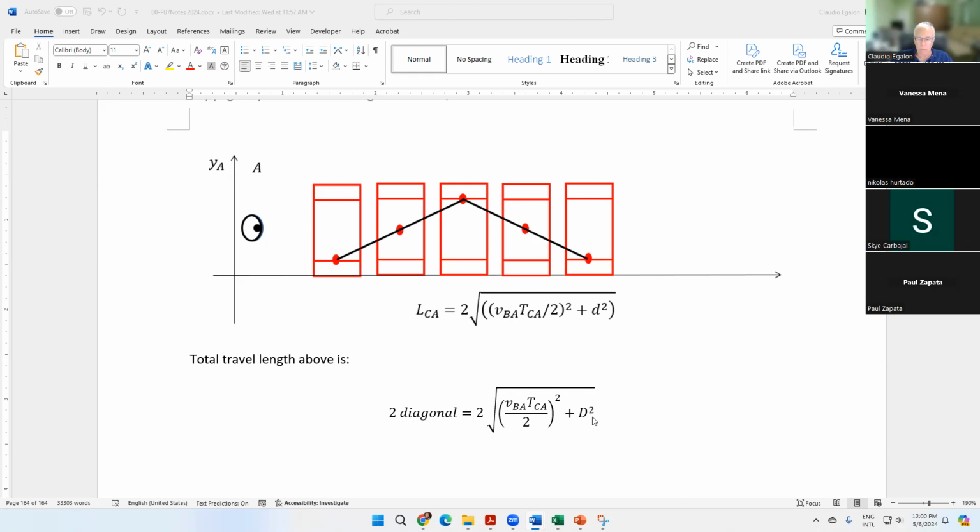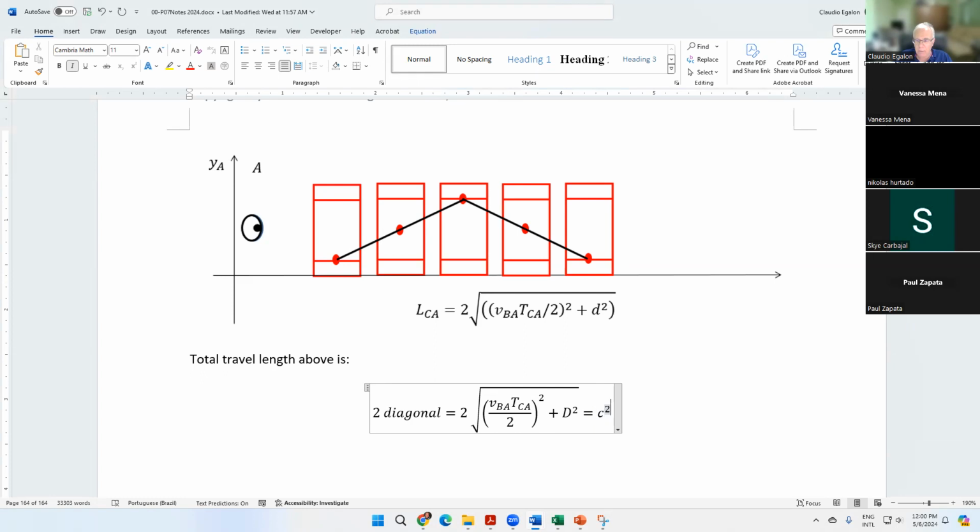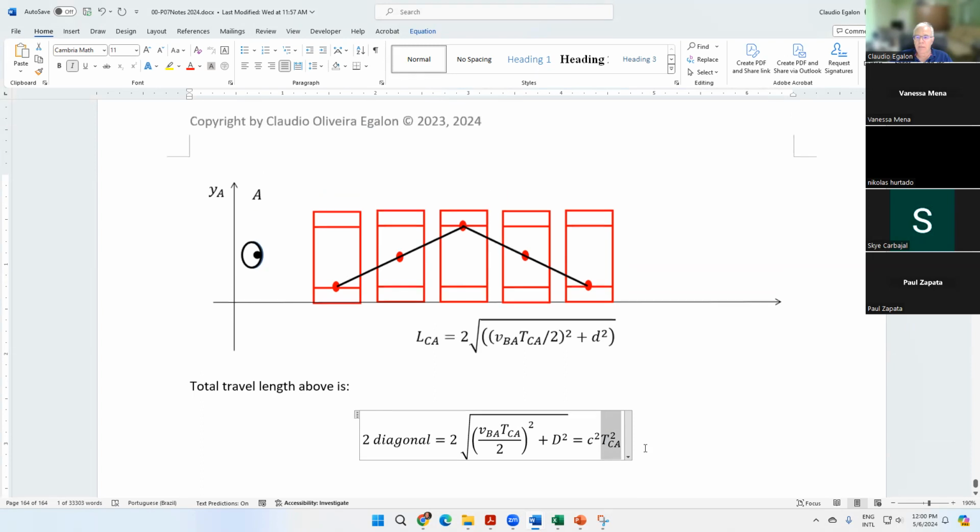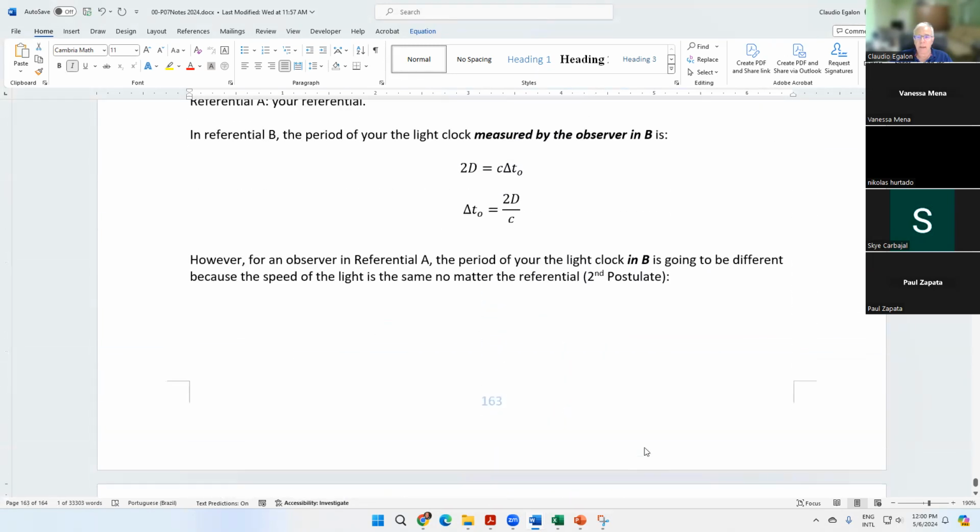So that's going to be, let's see, the speed of light squared. Oh, it's going to be equal to the speed of light squared times TCA squared, the period of the clock C as measured by an observing referential A.